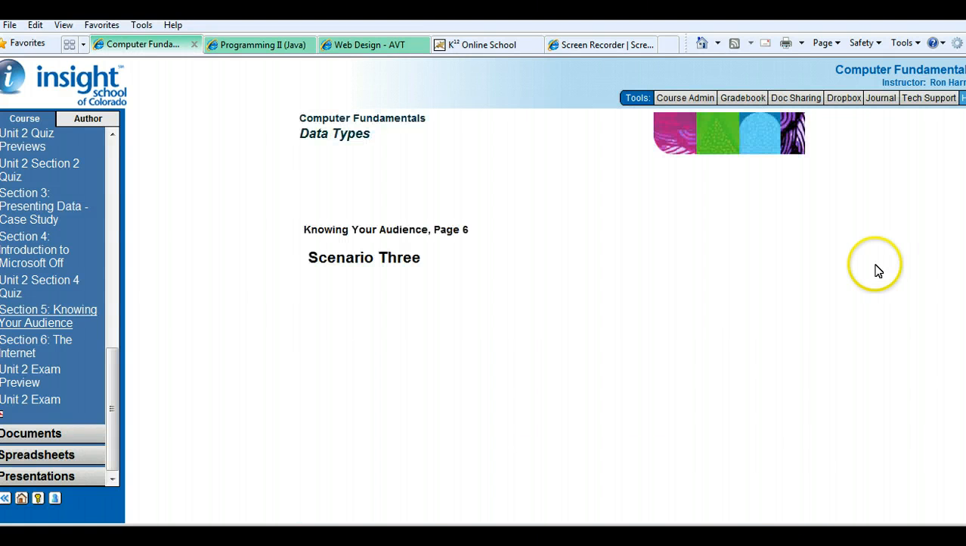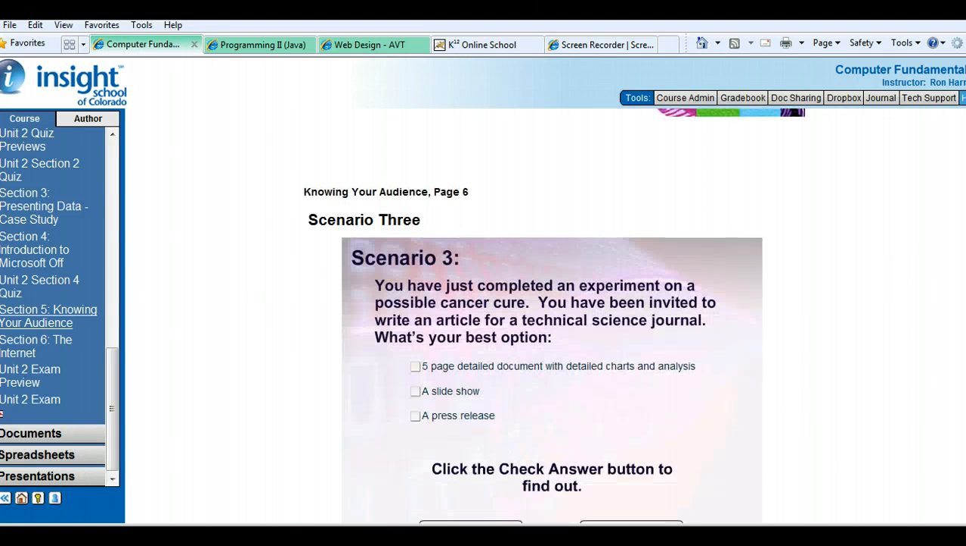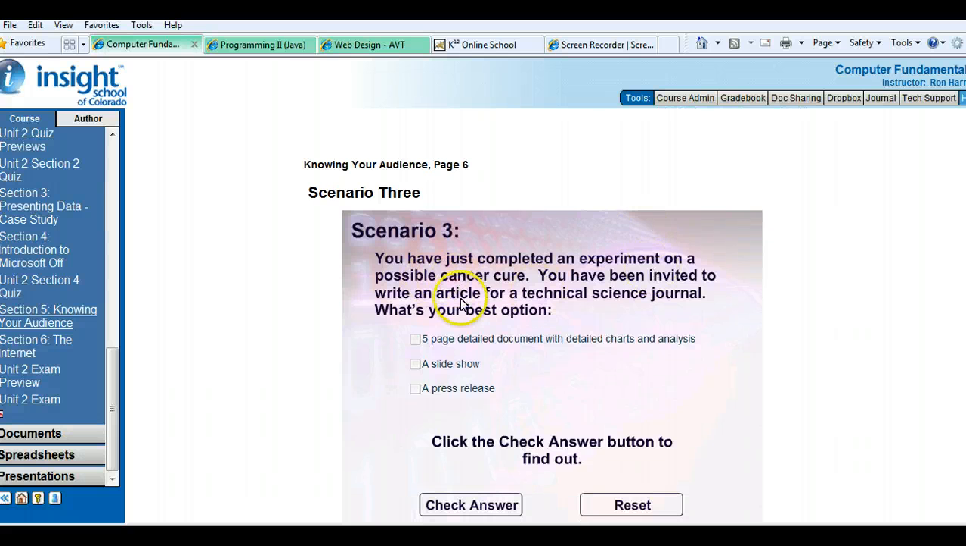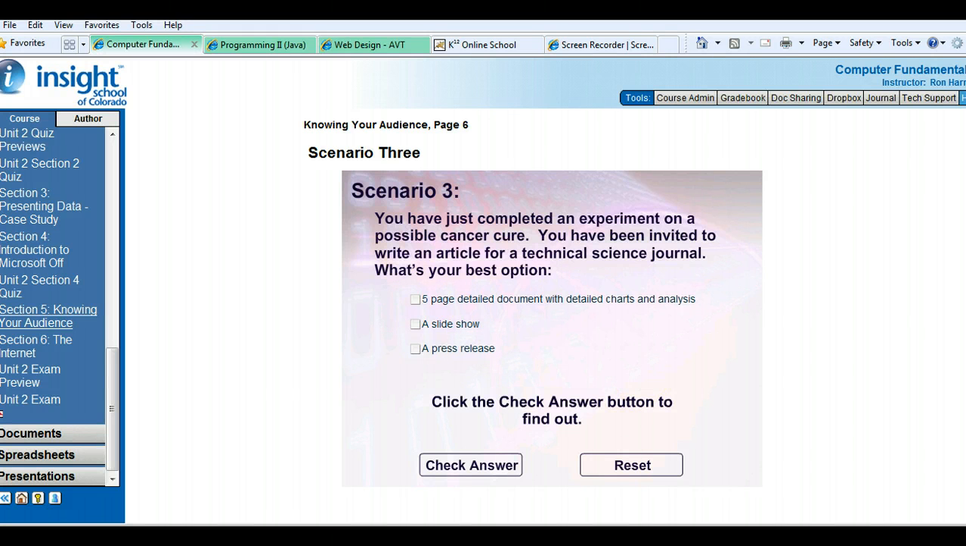A third scenario, another one for you to look at. Complete an experiment on a cure for cancer. You've been invited to write an article for a technical science journal. What would be the best way to do it?